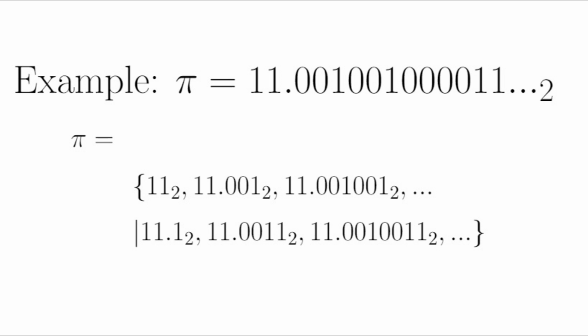As with 1/3, to find a form to represent pi, I need a monotone increasing sequence of numbers less than pi for the left set, and a monotone decreasing sequence of numbers greater than pi for the right set that both converge to pi.